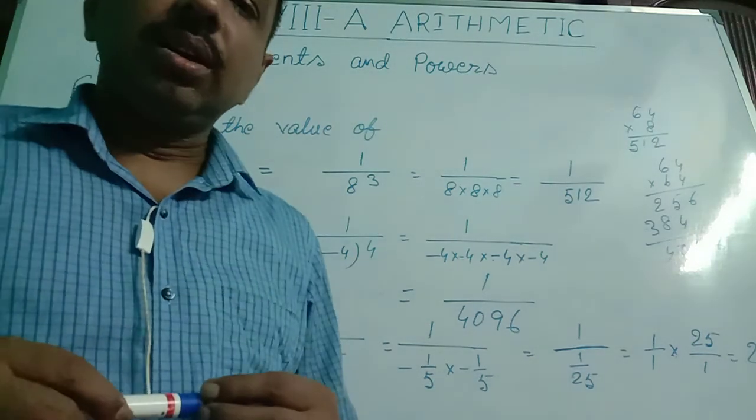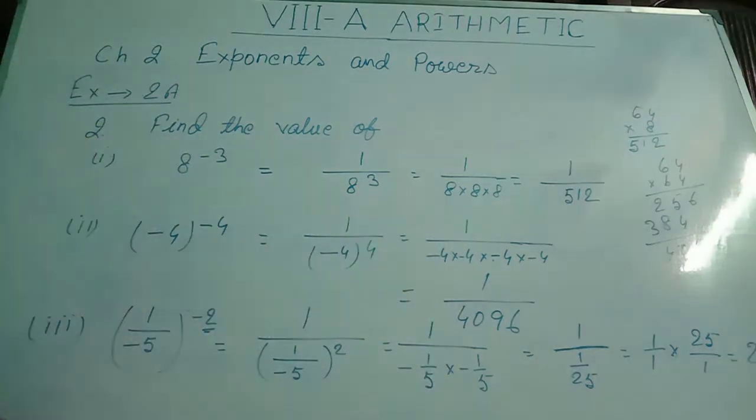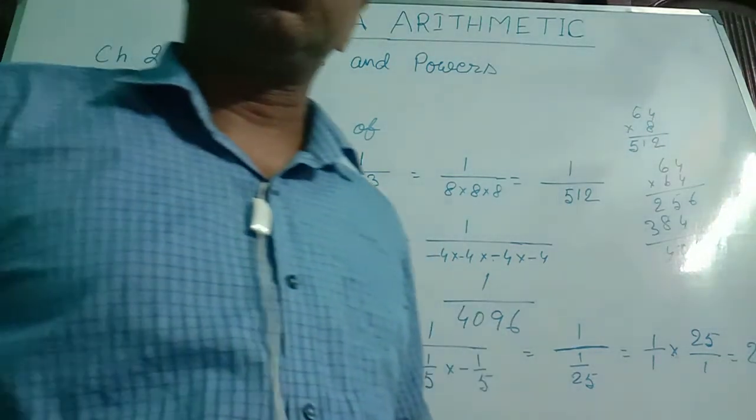In question number 1, the last Roman number, that was Roman number 4, and in question number 2, the last Roman number, that is Roman number 4. These two are only in your homework.